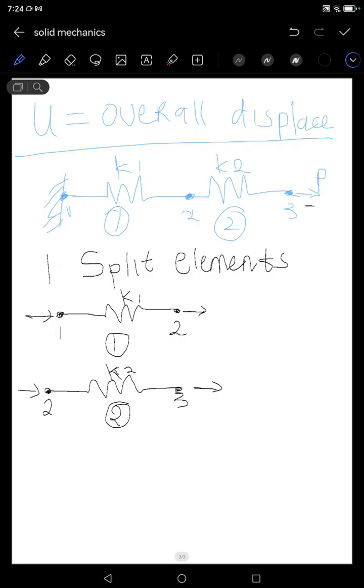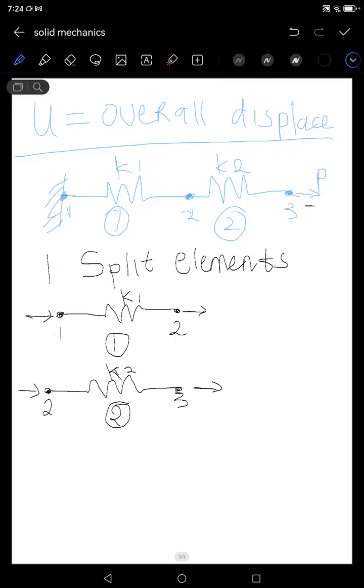For each element we are going to have a force vector, a stiffness matrix and a displacement vector. The arrows that are moving to the right are the forces, and the 1 and 2 are the displacements. Then we have the stiffness, which is K1. From them we're going to write the element 1 matrix and also the element 2 matrix.